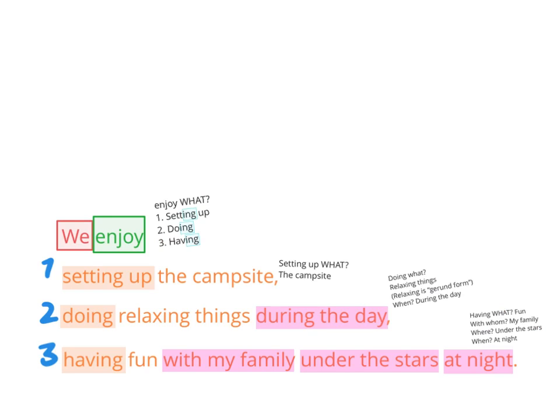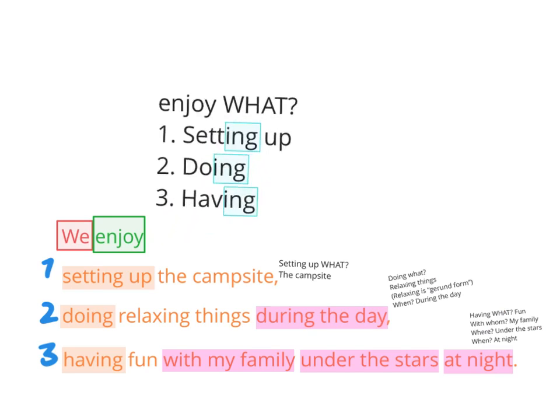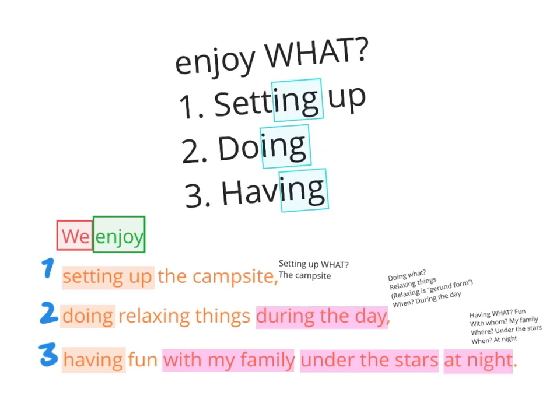To help us see where we need to put our commas, we just need to ask ourselves after we see the verb we enjoy what? And if we can find the word setting up, doing, and having, that will help us see the 3 things, because we are going to ask setting up what? Setting up the campsite. That's the first thing, so after that we will put our first comma. And then we look at the next one. Doing what? Doing relaxing things during the day, and that's our second comma.